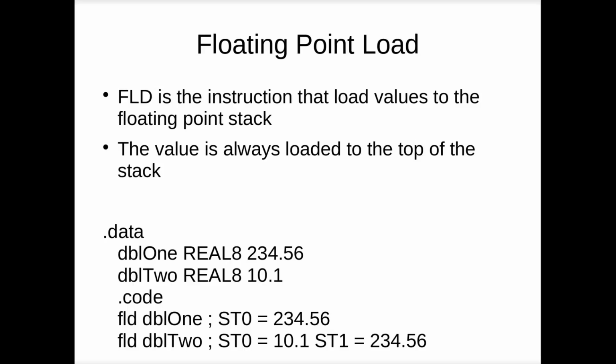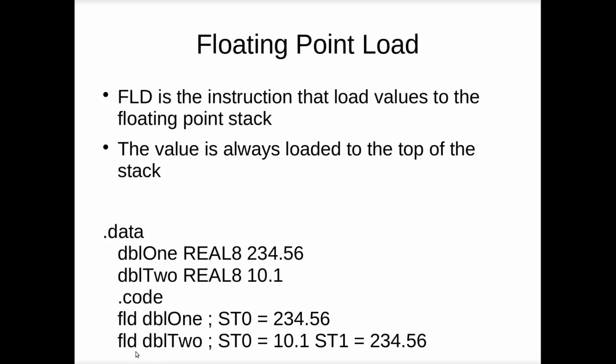And so to load the numbers in, we have FLD, which stands for floating point load. This basically just pushes a value onto the top of the stack. Say I initialize the data with double 1 and double 2, both double precision numbers: 234.56 and then 10.1. If I do FLD double 1, I'm going to put 234.56 on the stack at slot 0.